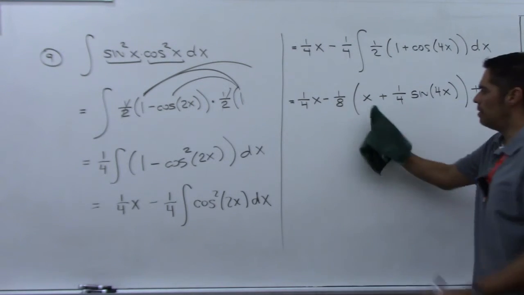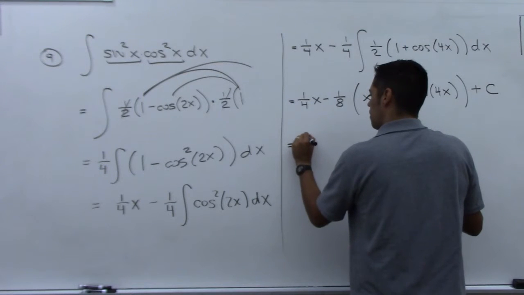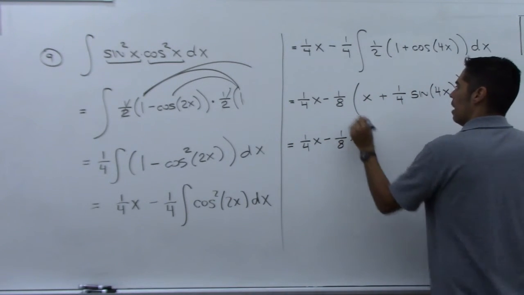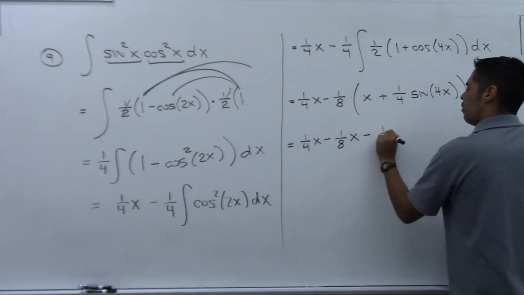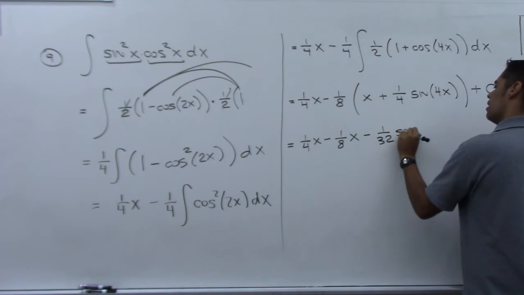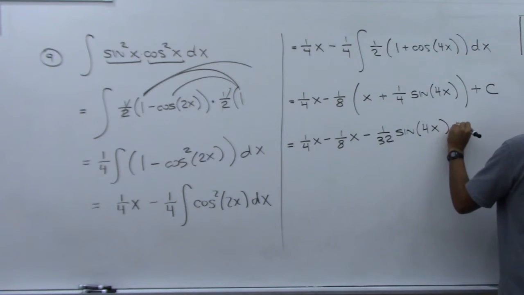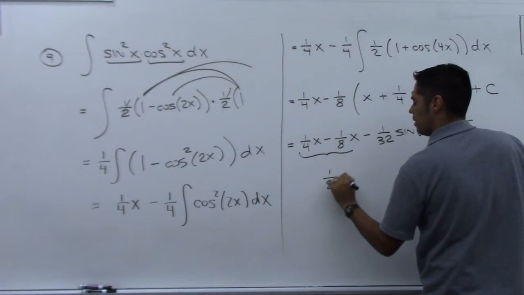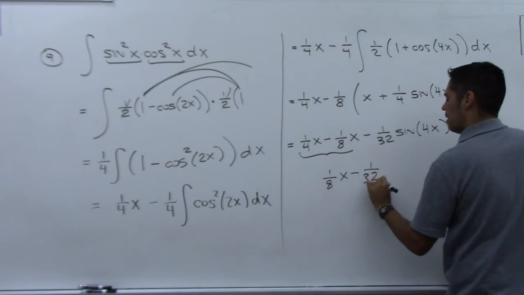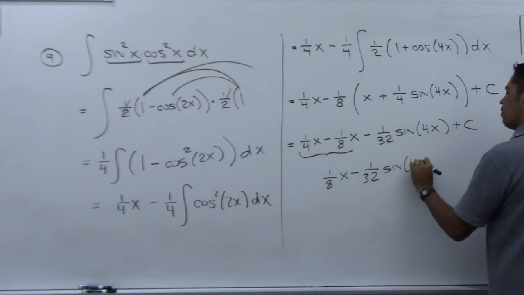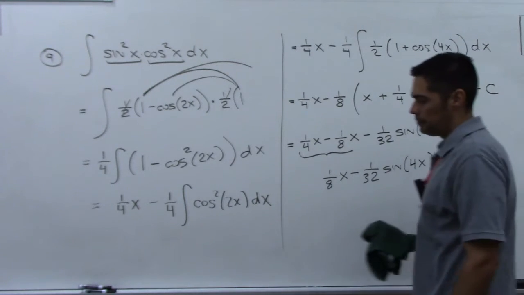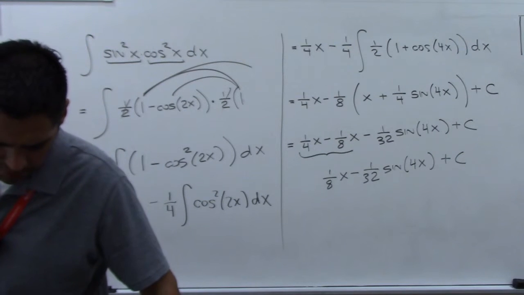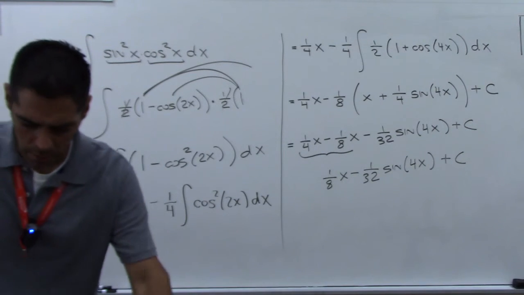And then distribute the negative 1/8 through. So 1/4 x minus 1/8 x, and then distribute here to here, negative 1 over 32 sine 4x plus c. Put these two together, that's just 1/8 x minus 1/32 sine 4x plus c. What number was that? Was that 9? Yeah, that was 9. Oh no.